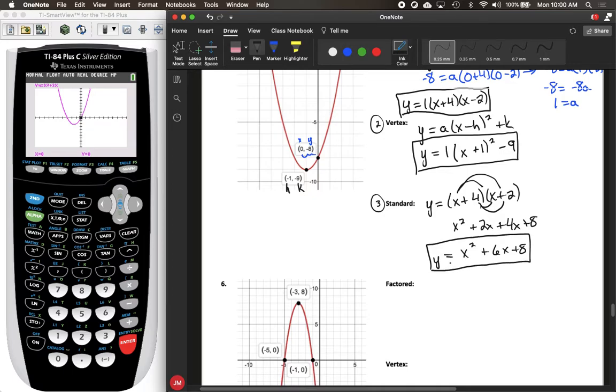And so if you want to check yourself, obviously you could put that into your graphing calculator, make sure that it looks the same as the graph you were given. It would also be good to make sure that each of these forms actually are equal to each other, because if they aren't, then we know we messed up somewhere.